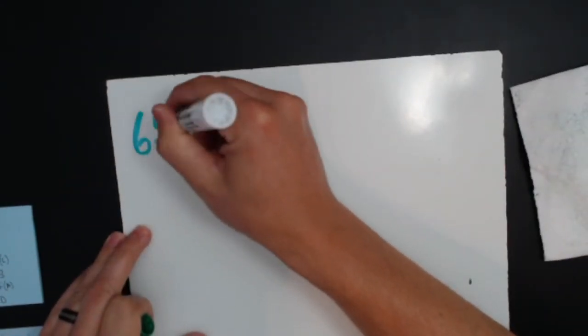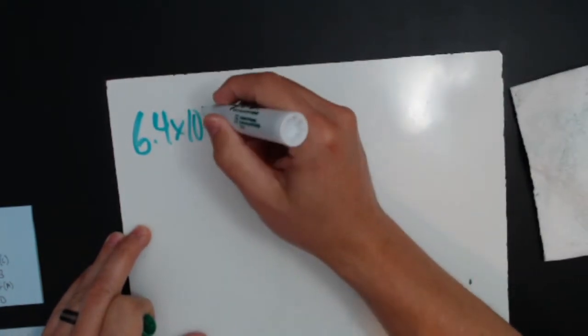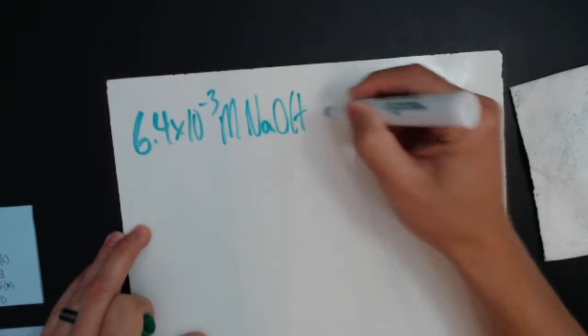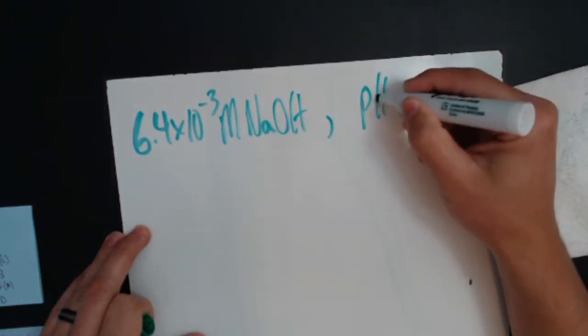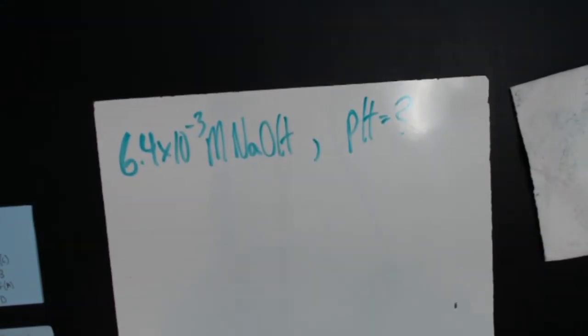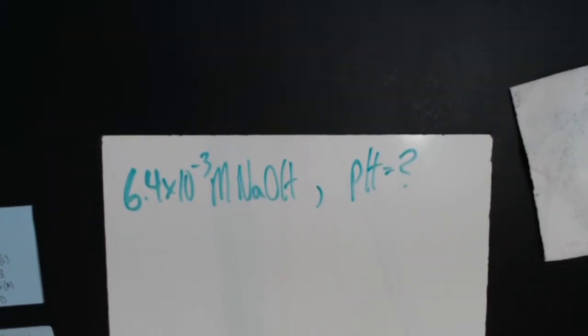Number 3. Determine the pH of a 6.4 times 10 to the negative third molar NaOH solution. Alright, so I have 6.4 times 10 to the negative third molar NaOH, and I'm looking for the pH. Looking for the pH. Alright, I keep seeing the same mistake over and over again, every year I see the same mistake.